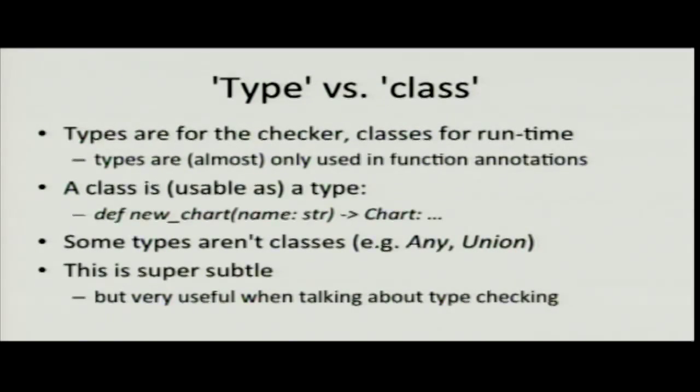I have been incredibly imprecise in my terminology. Technically, we should talk about types when we talk about things that the type checker cares about, and classes when we talk about things that happen at runtime. The reason that most of the time things work out fine if you're fuzzy about the distinction is that all classes are usable as types. When you define a class, that class is always also usable as a type. However, there are a few magic things that are considered types, like any and union, that aren't classes.